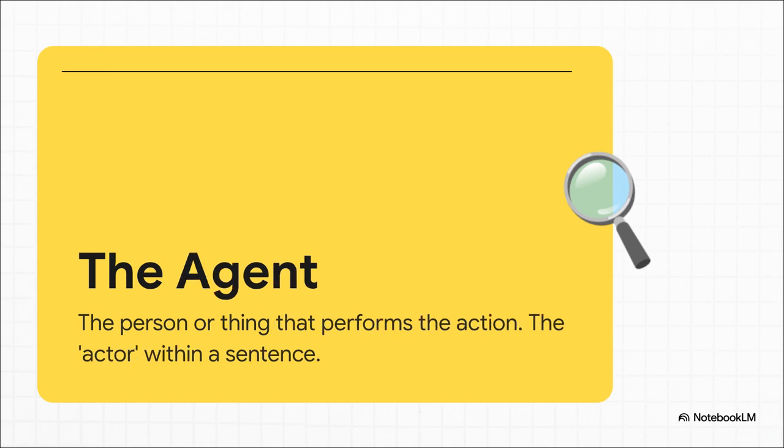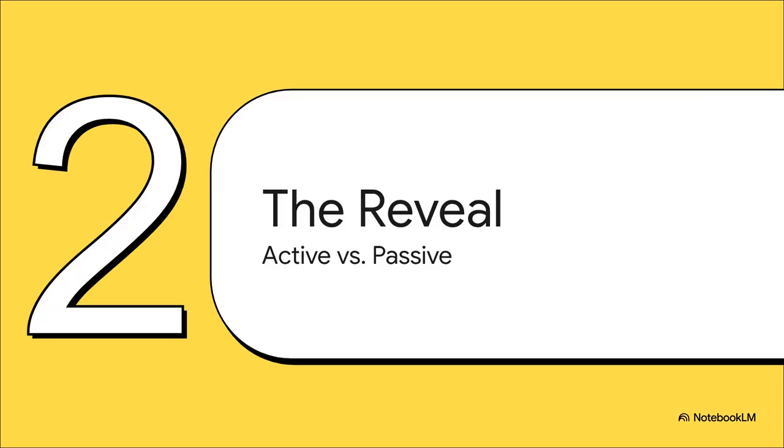And our second clue? That's the agent. This is the doer, the one who's actually performing the action. So, who's doing the cleaning, the running, the building? Whoever that is, that's your agent. Okay, so we have our two clues, the subject, what the sentence is about, and the agent, the one doing the action. Now it's time for the big reveal. This is how these two little elements crack the entire code.